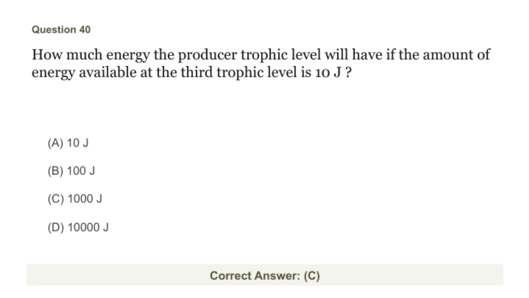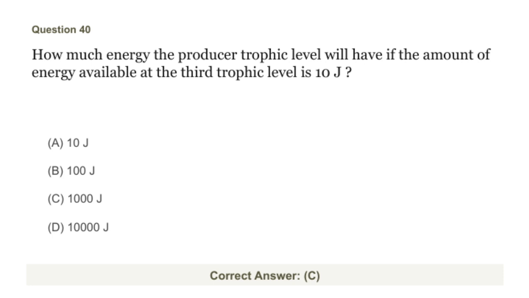Given that, if the energy at the third level is 10 joules, then we need to think about how much energy was initially present at the producer level. Since only about 10% of energy is transferred between levels, we can estimate the original energy at the producer level by multiplying the energy at the third level by 10 for each level back.